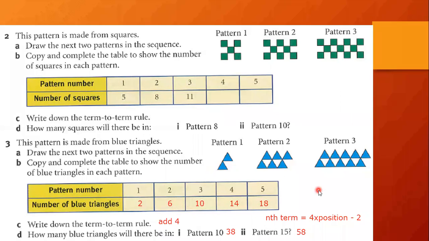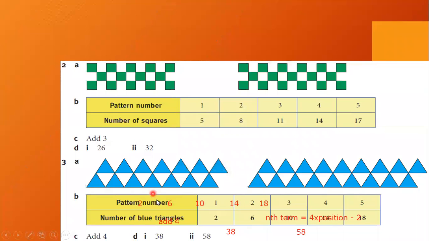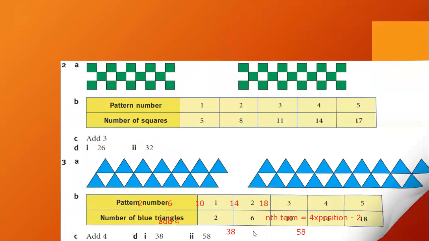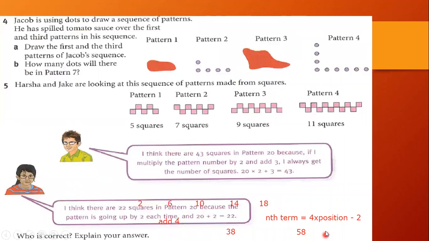Now let's move on. Let me show you the answers. Look here. So here he just adds more. He adds 4 to make it 14. And here he adds 4 to 14. He adds more 4 to make it 18. So the sequence is the same: 2, 6, 10, 14, 18. And the answer is add 4. We write add 4. Next is 38 and 58. I write 38 and 58.